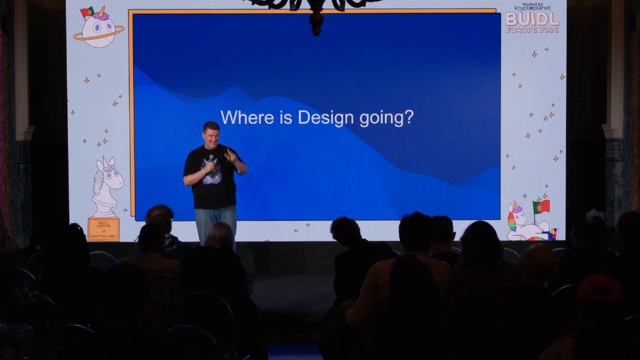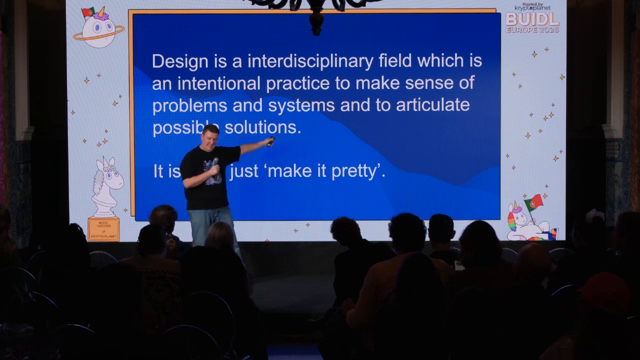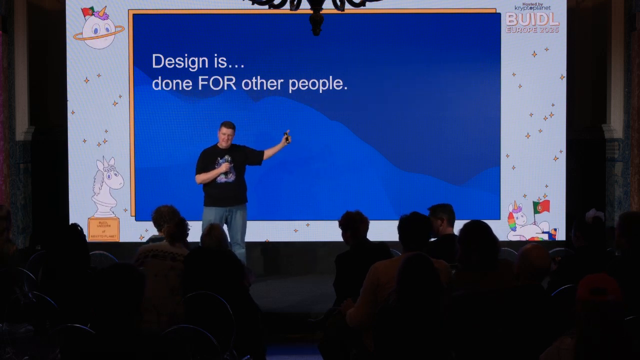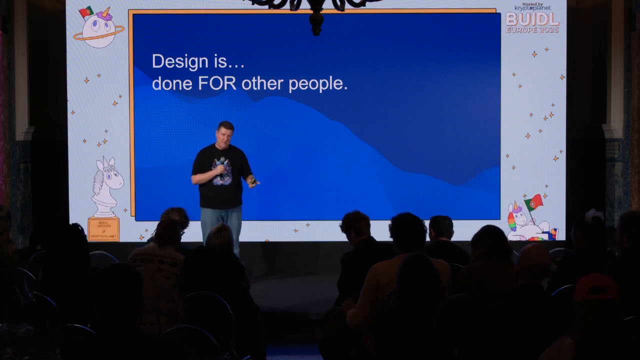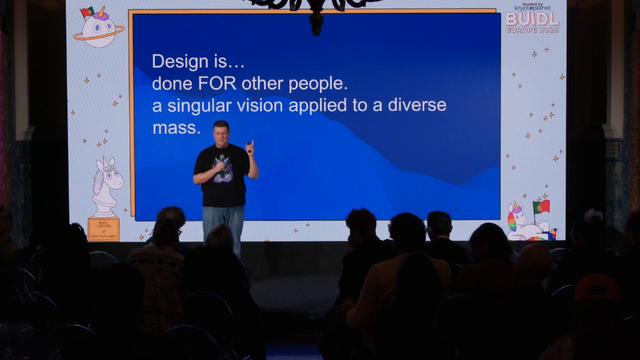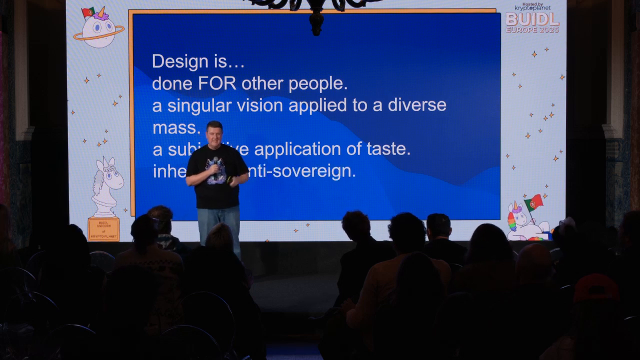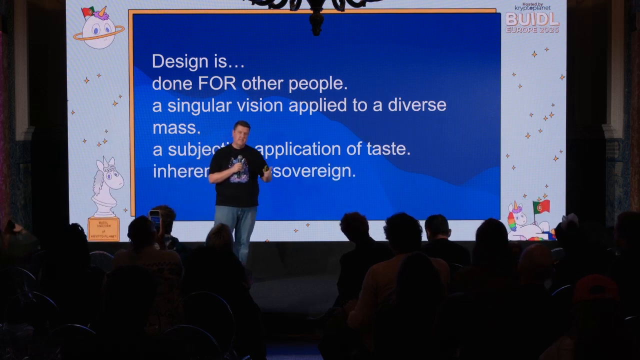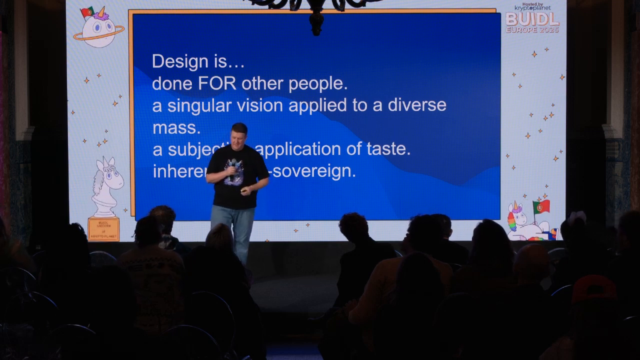Where is design going? This is the last 2 minutes, and this is going to be awesome. Okay, so back to this, right? Design, as it currently stands, is for other people, not with other people in a lot of cases. It's a singular vision applied to a diverse mass, it's subjective, and it's inherently anti-sovereign. That is, you're taking the will and view of a singular designer or a small group of designers and then forcing it on a bunch of people.